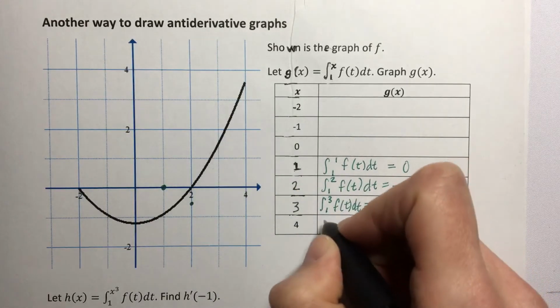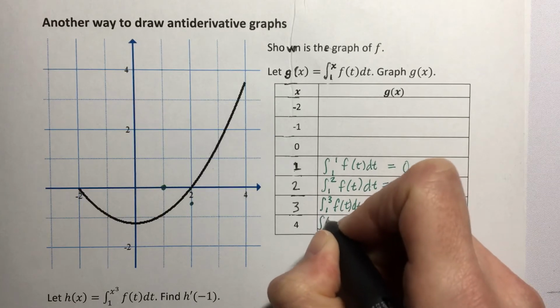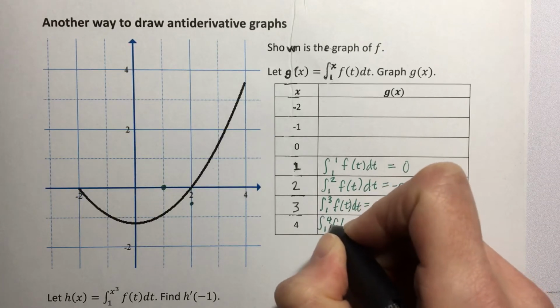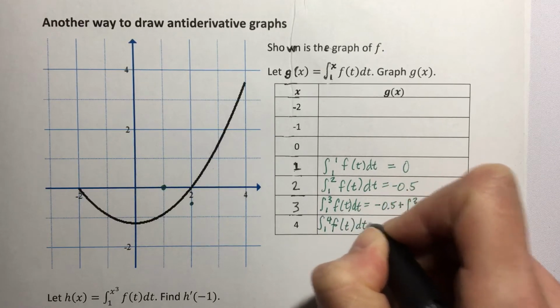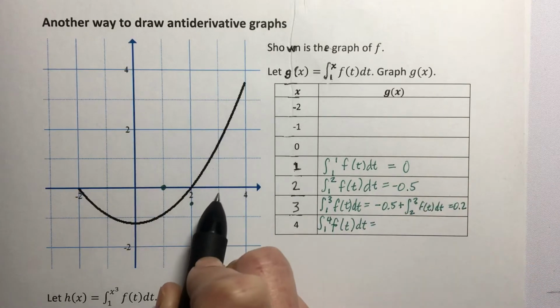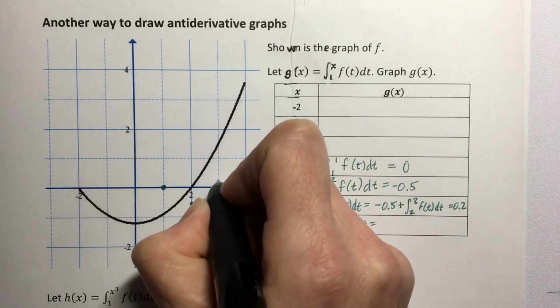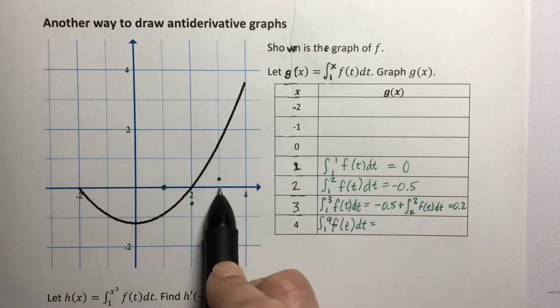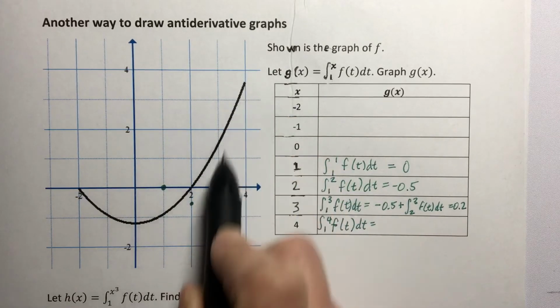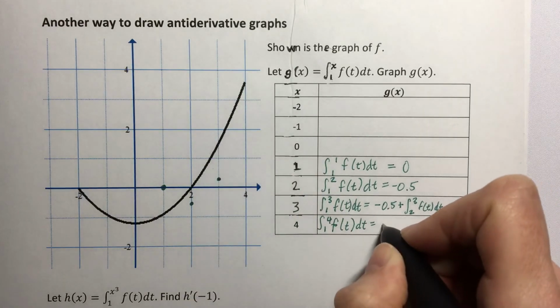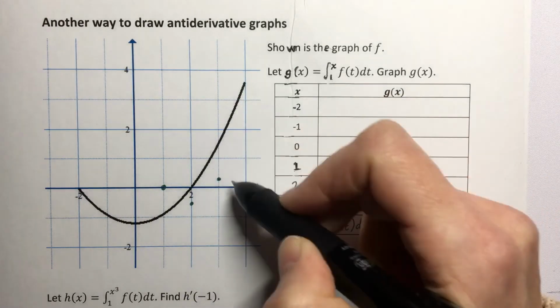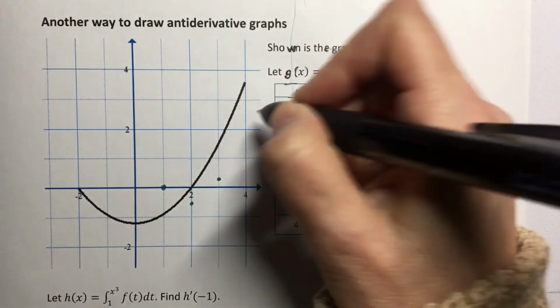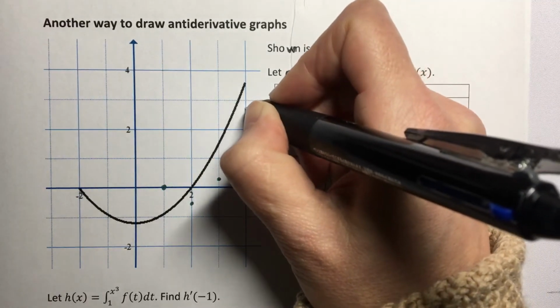And then for 1 to 4 of f of t dt, I can look at that as, because I already know that 3 is at 0.2, and then from 3 to 4, that region is going to take me up to about 2.7 if I count up all my boxes. You can pause and count boxes if you want, or you can take my word for it.